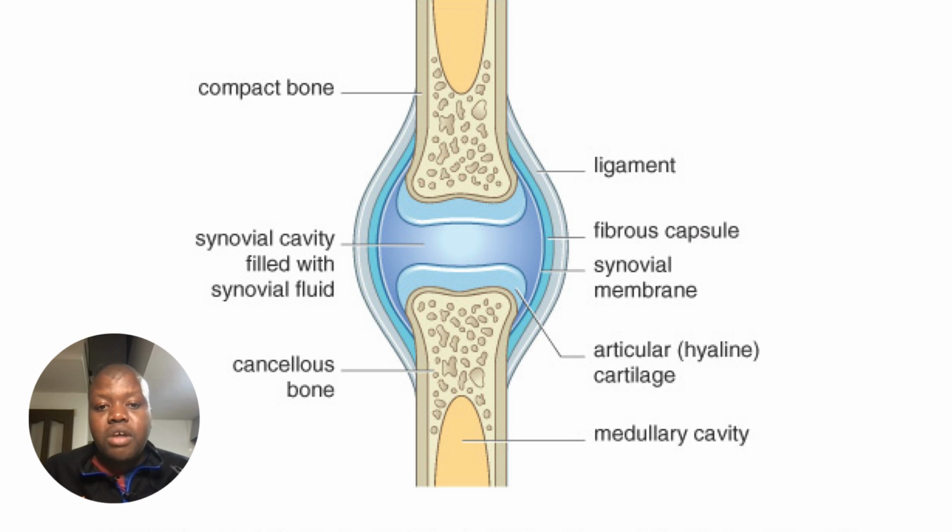And then there is a fibrous capsule. And the purpose of the fibrous capsule is to protect the synovial membrane.